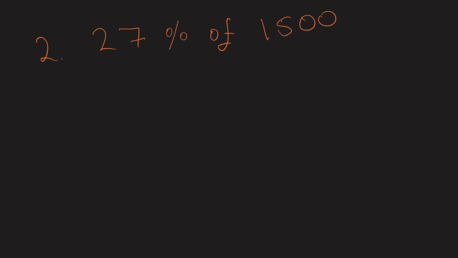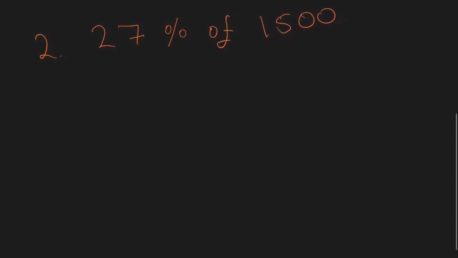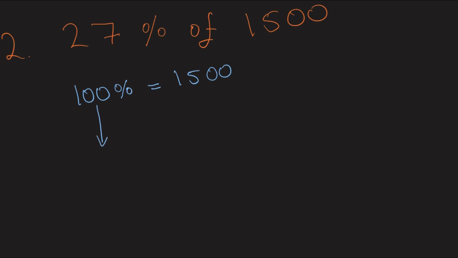And now moving on to question number 2. 27% of 1,500. So once again, we're going to write 100% equals 1,500. The next thing we always want to work out is what is 10%. So to go from 100 to 10, I have to divide by 10. And because I divided by 10 on this side, I have to also divide the other side by 10, which gets me 150.